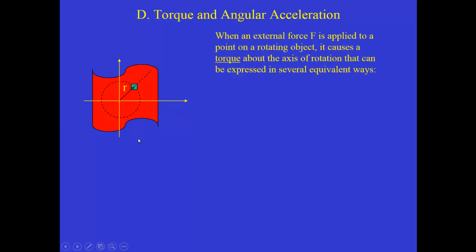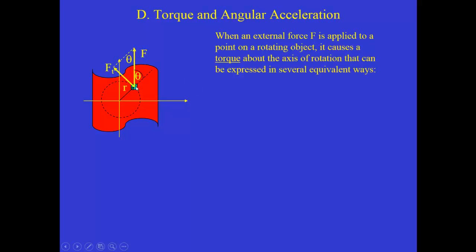If we want to think of a physical example, imagine that right at that point on the object there's a peg, and around that peg we wrap a string, and then we pull on the string, and so that's going to cause the object to rotate. And even though it's a force that's being applied, we think of a torque that force applies to the object about the axis of rotation. And we can express that torque in several equivalent ways.